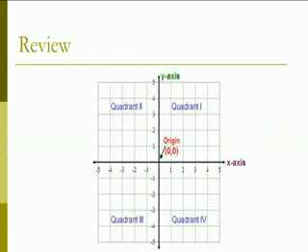Well, let's review a few things. First of all, this is a coordinate plane, and remember our y-axis is vertical and our x-axis is horizontal. Our quadrants start with 1 and then go to the left, so 1, 2, 3, and 4, and the origin starts here at 0, 0.